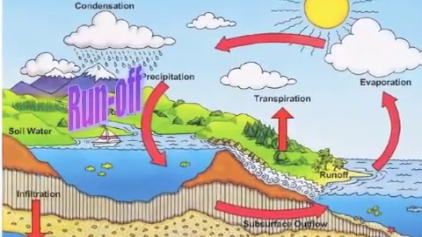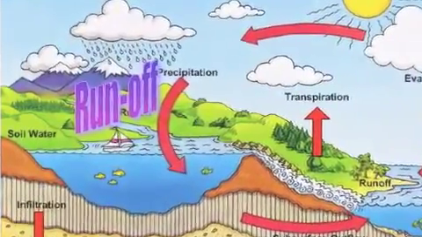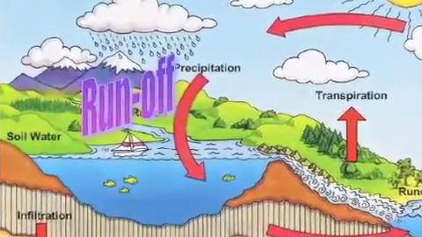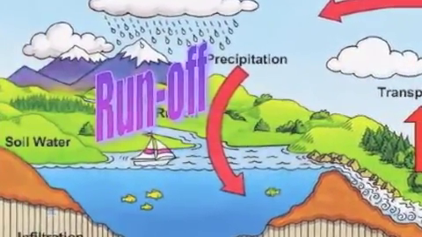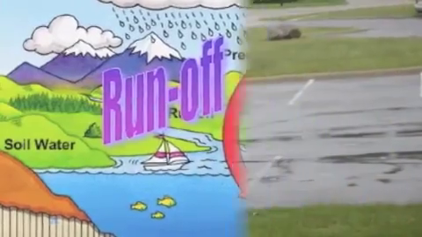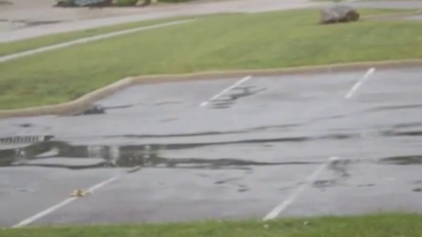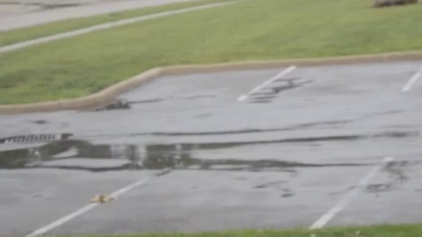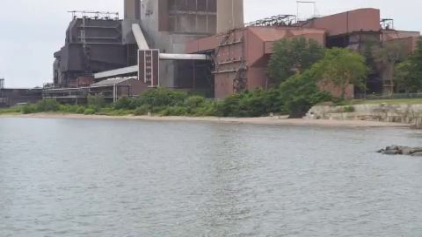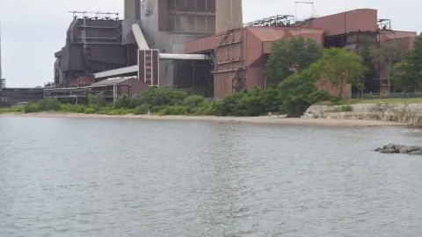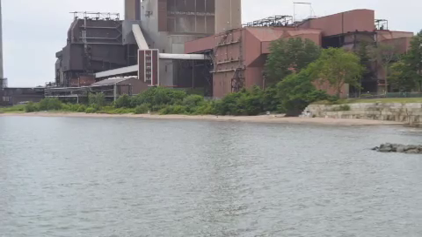The final part of the hydrologic cycle is runoff. As we see in this diagram, after precipitation and infiltration, there is runoff that completes our circle. As we see in this video, the water is running off into the sewer system, which will eventually make its way back into lakes and streams, and eventually back into the ocean. At that point, evaporation will begin again.